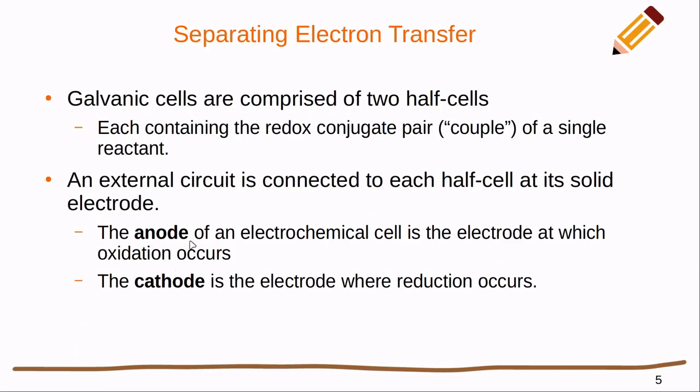The anode of an electrochemical cell is the electrode at which oxidation occurs. The cathode is the electrode where reduction occurs. Okay, so oxidation is loss of an electron. Reduction is the gain of an electron, which leads me to a phrase that I like to remember that helps me to keep this all straight: electrons are going to flow from the anode to the cathode. From the anode to the cathode.